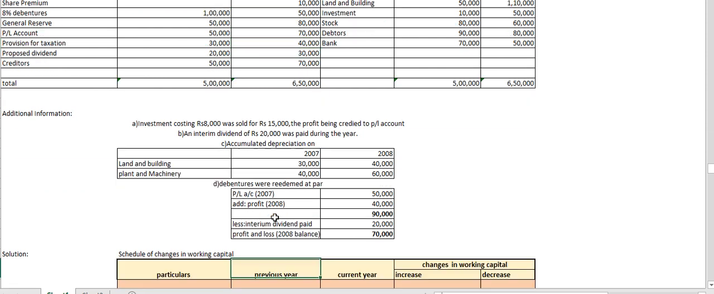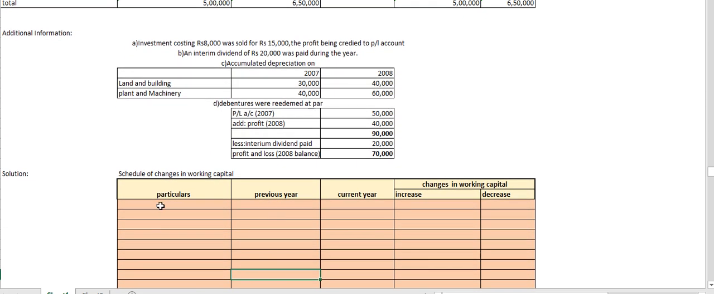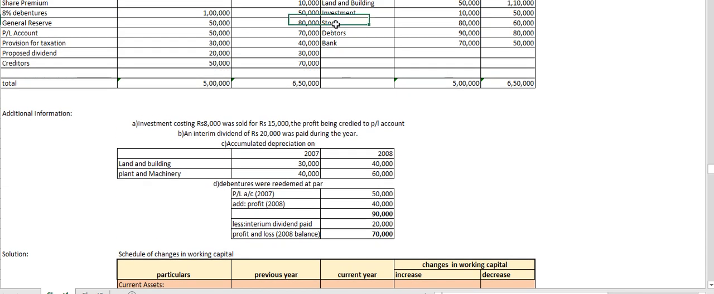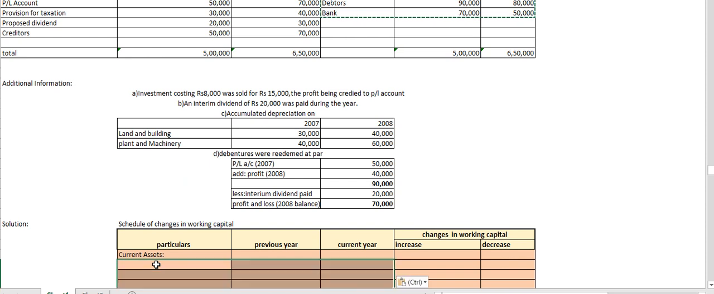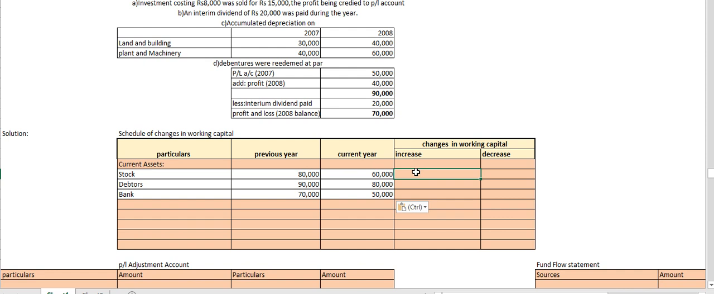So we'll move on to the solution part. Starting out with the schedule of changes in working capital, we start with current assets. Under that, the current assets that we have in the question are stock, debtors and bank. Stock is a current asset. When current asset increases, your working capital increases. When current asset decreases, your working capital decreases.